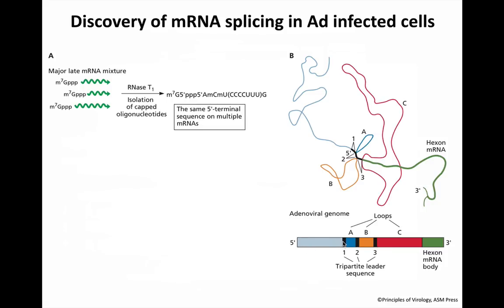The tripartite leader sequence is in 3 pieces, and the hexon mRNA body is shown in green. The blue and the orange and the red parts are spliced out so that you join up these 3 black ones together and join it to the hexon body. These 3 tripartite leader sequences are only present at the very end of the gene, and they're spliced in turn to the different major late mRNAs to give them each a 5' end composed of this sequence.